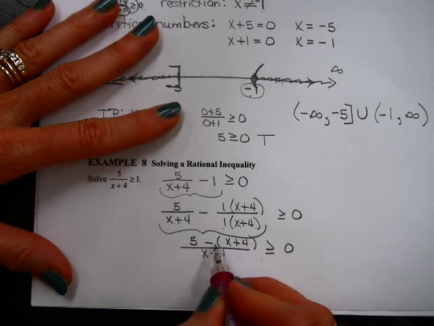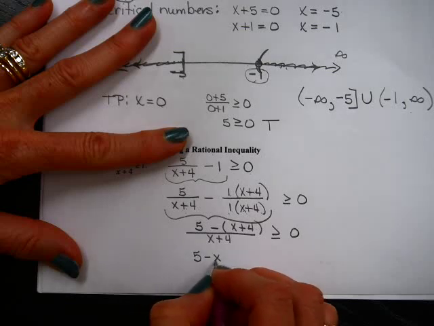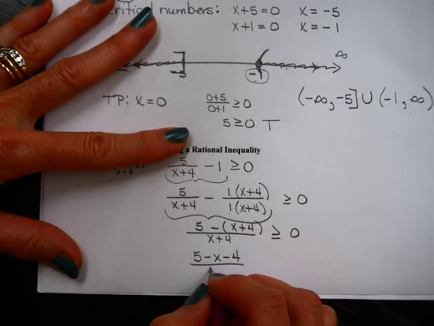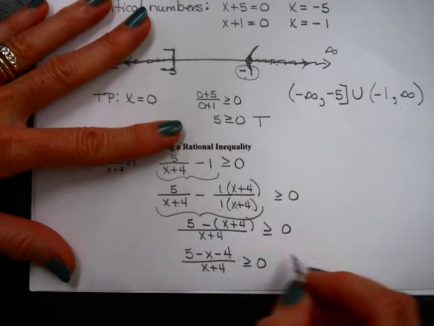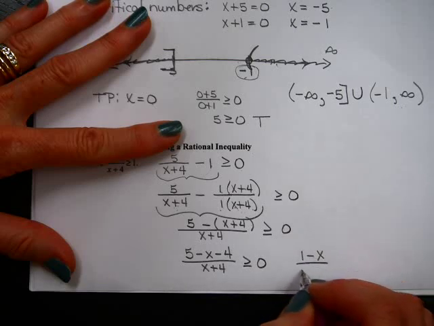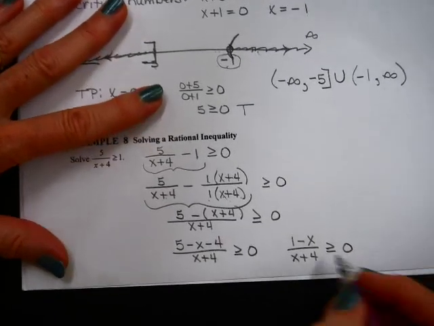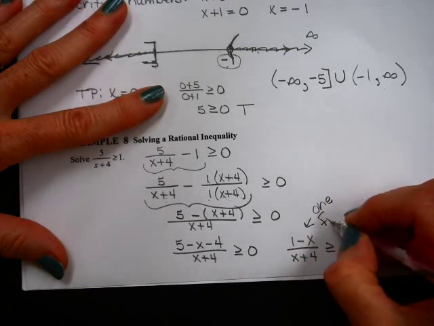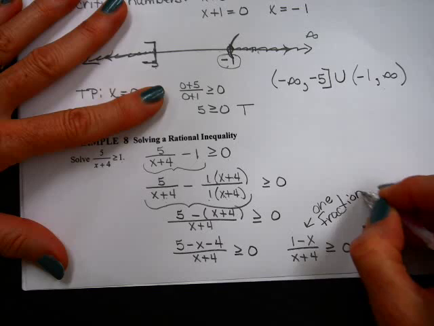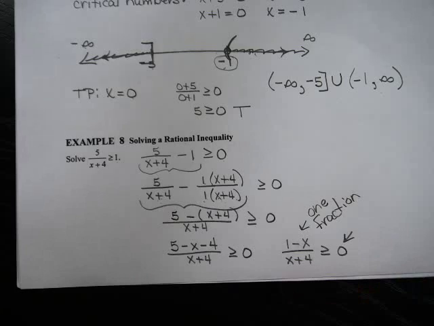Do your algebra correctly right here. Run this negative sign through your parentheses. So that's 5 minus x minus 4 over x plus 4 is bigger than or equal to 0. 5 minus 4 gives me 1 minus x over x plus 4 is bigger than or equal to 0. Now I have one fraction and I have a 0. So now it is in the correct form to find my critical numbers. So let me grab another sheet of paper.